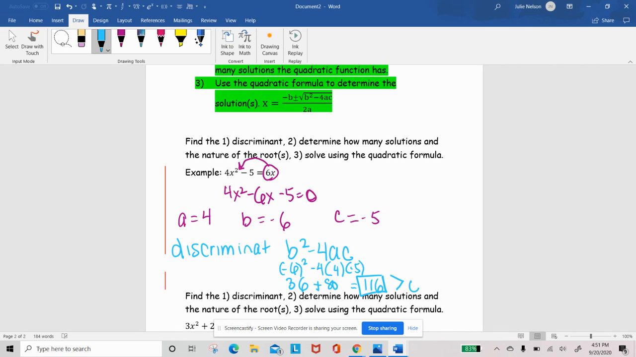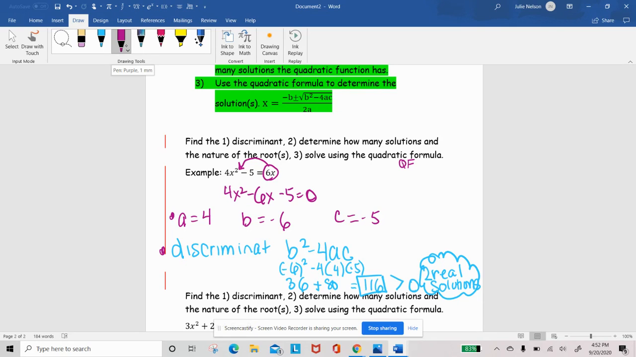Because that is bigger than 0, we know that we're going to get two solutions, two real solutions, because we're going to learn that sometimes you can get imaginary solutions. So two real solutions. Our discriminant is 116, and the nature of our solutions is that they're two real solutions. The last thing I want to figure out is what x actually equals. I'm going to use the quadratic formula to help me figure out what x equals.